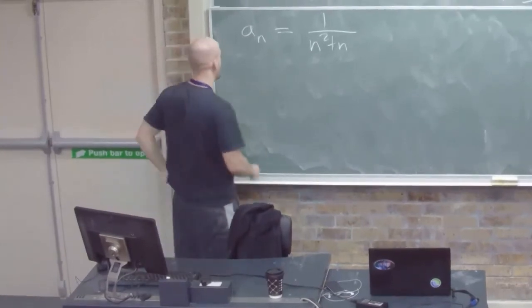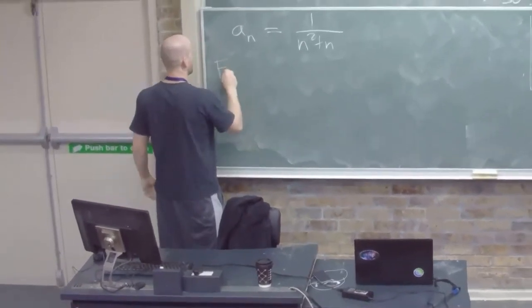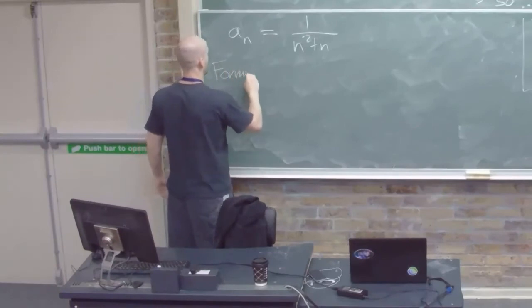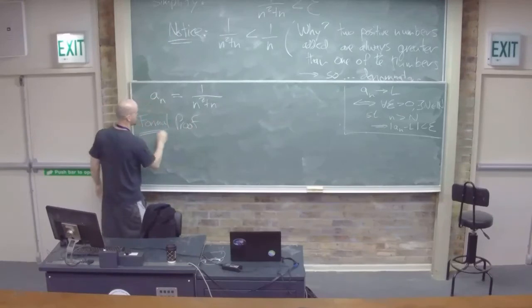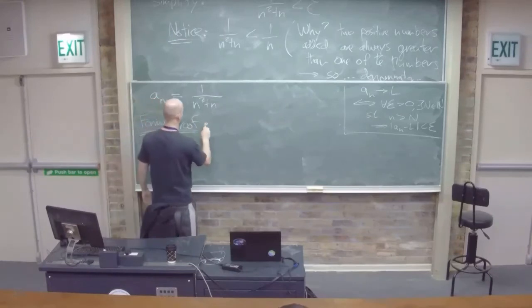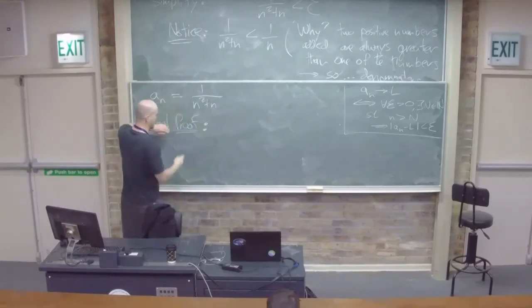And so we can just say, formal proof. You could just write proof when you're doing this, but I'm just emphasizing the distinction between rough work and your formal proof. So it'd be fine to just write proof.